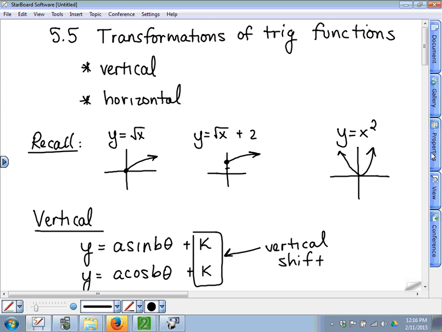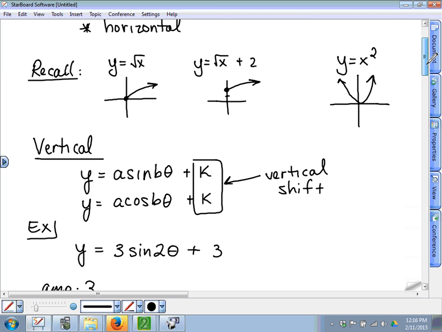So let's take a look at this example. We'll do one example here on the board that's not on your worksheet. Then we'll do a few as a class on your worksheet.